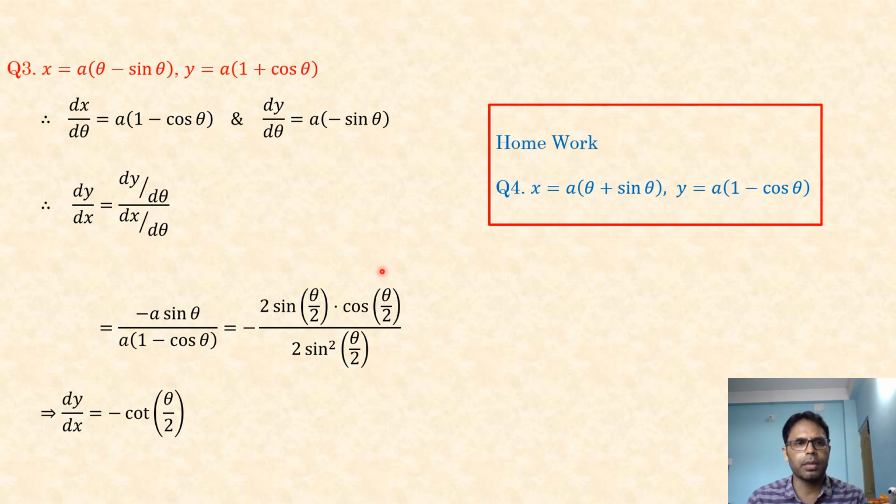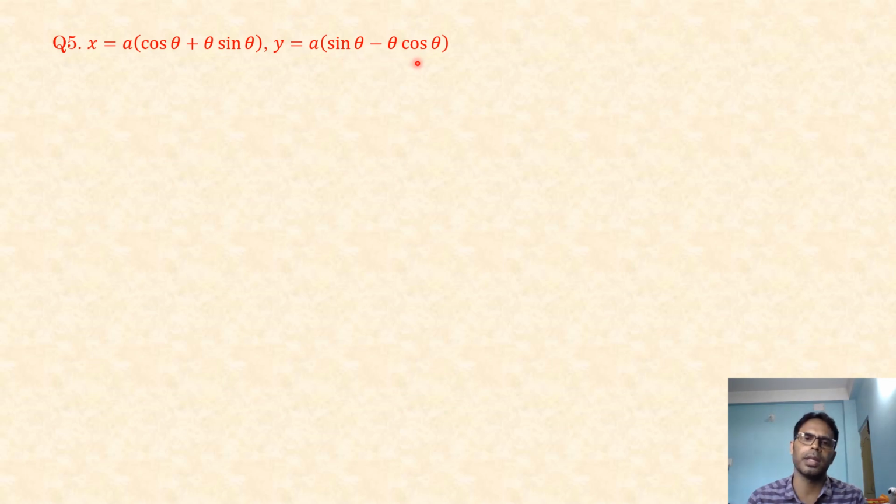Okay, so come to another question, number 5. So this is your question number 5. X is equal to a into cos theta plus theta sin theta, and y is equal to a into sin theta minus theta cos theta.